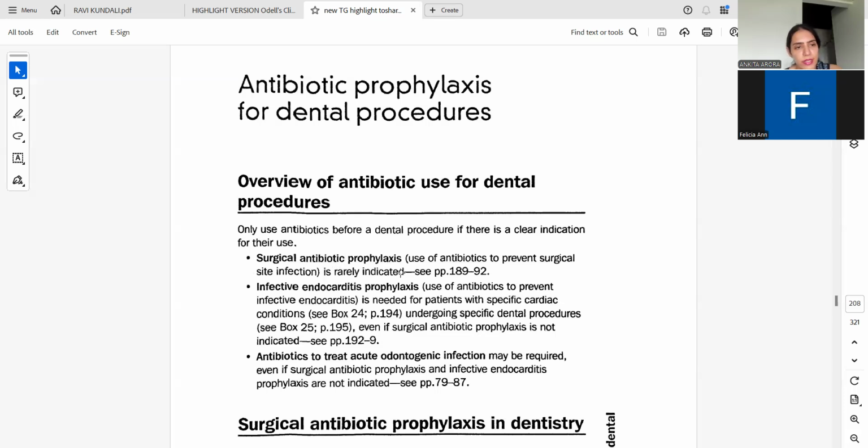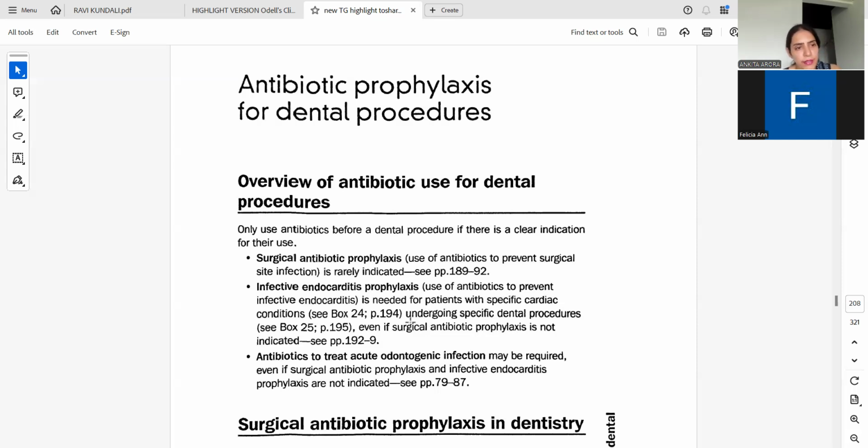So before doing any surgery, we do not tell the patient, okay, today is your impaction surgery, we would give you antibiotic in advance, 1 hour before the procedure. That is usually not done. Then infective endocarditis prophylaxis is needed for patients with specific cardiac conditions. So we will go with what it is needed.